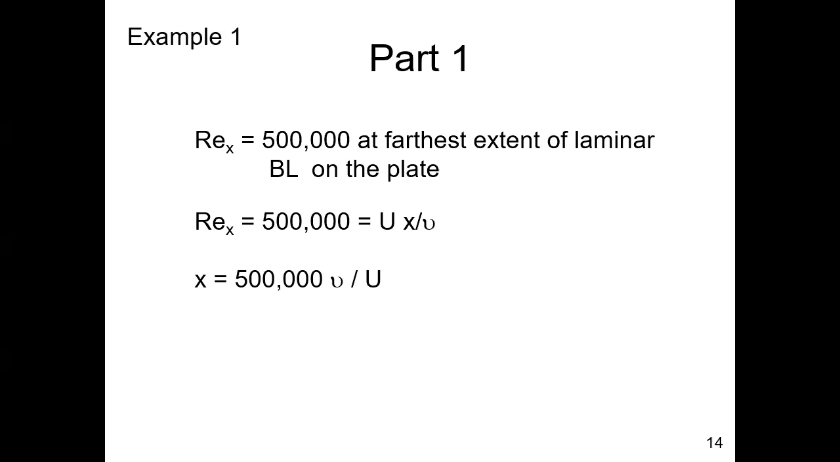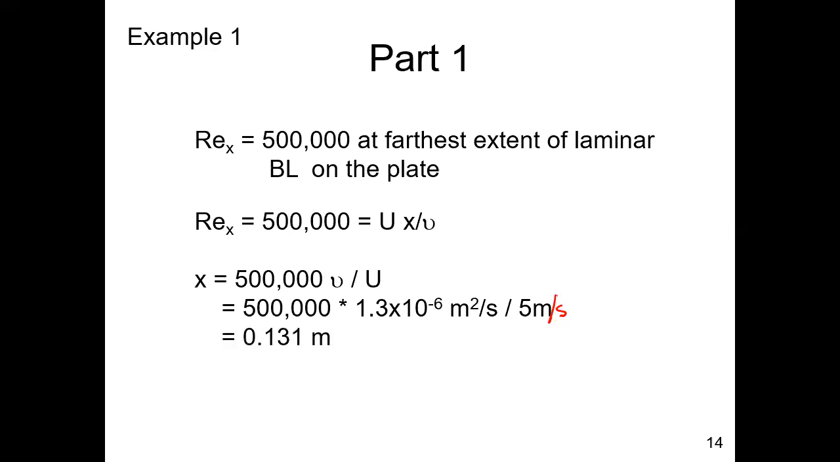X is equal to the 500,000, the limiting boundary Reynolds number for the laminar zone, times the kinematic viscosity of the fluid divided by the free stream velocity, which in this case is the velocity of the plate. When we substitute in the kinematic viscosity of water and the velocity of the plate, 5 meters per second, that gives us a distance of 0.131 meters.